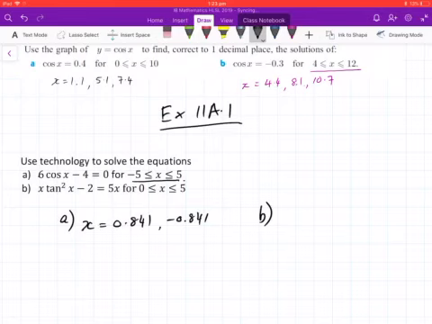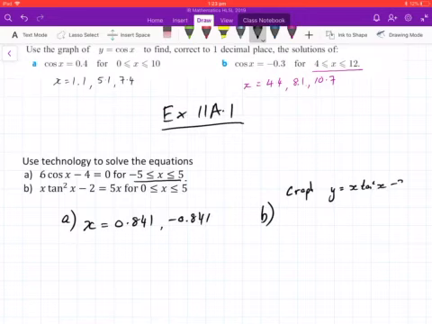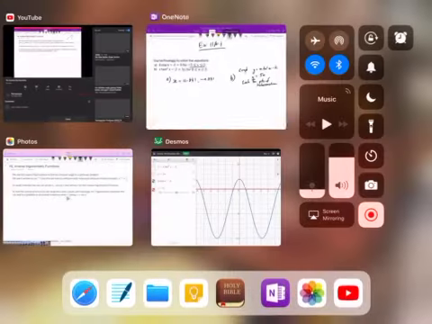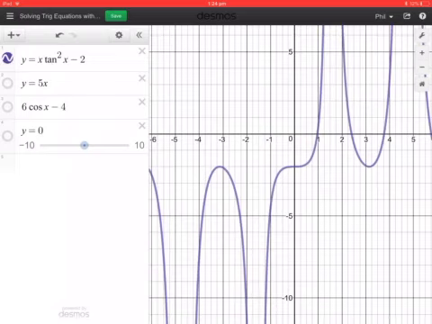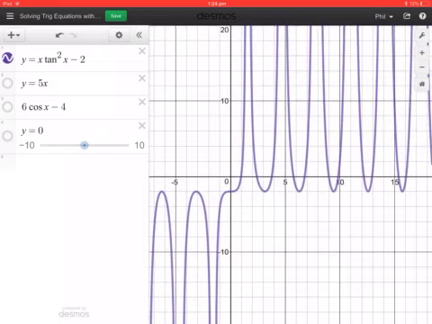Now, if we have a look at the next question, it looks a bit more complicated, but the principle is the same. I just graph y equals x tan squared x minus 2 and y equals 5x, and then look for points of intersection. So we go ahead and do that. Here's one I conveniently prepared earlier. So x tan squared x minus 2 looks like this. If I zoom right out, you can appreciate that doing this by hand is going to be very complicated, so that's why we don't do it. And remember, it's between 0 and 5.